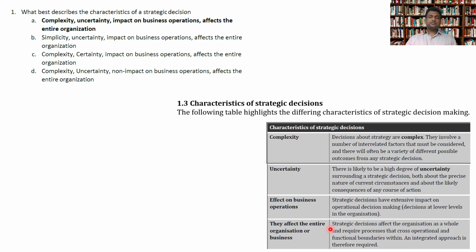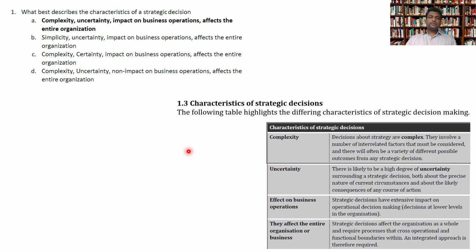And finally, almost all strategic decisions affect the entire organization. Even a decision taken for one of the products which the organization is doing will have an impact on the overall organization, where all the required processes and operational requirements will be affected throughout the organization.